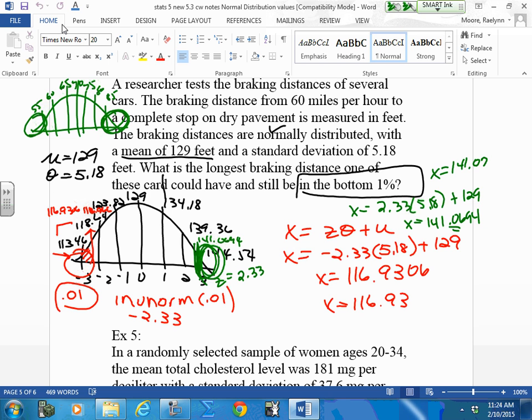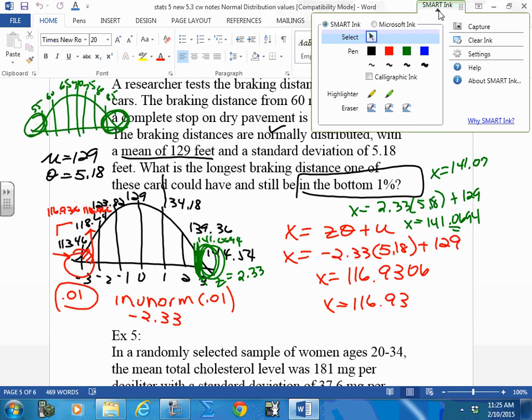For your braking questions, for your top 1%? Yeah, you want to be the low guy. Just for the braking distances, it was backwards. But normally it is the top 99% of the time. The top is the right-hand side, 99% of the time. Okay, let's try one more together, guys.